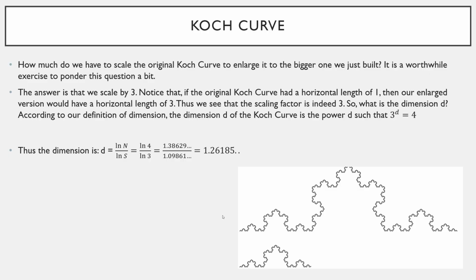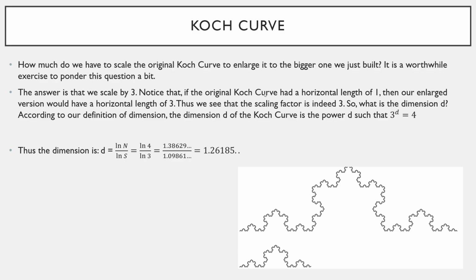So what exactly is going on here? It brings us back to the question: what is the dimension of this Koch curve? How much do we have to scale the original Koch curve to enlarge it to the bigger one we just built? How many times do we have to enlarge this to get to this? The answer is we multiply by 3, because if you look here, here's 1 base, 2 base, 3 base. So the scale is 3.